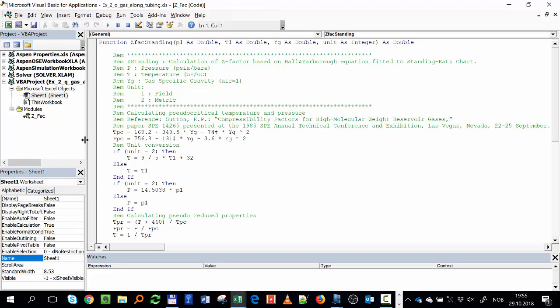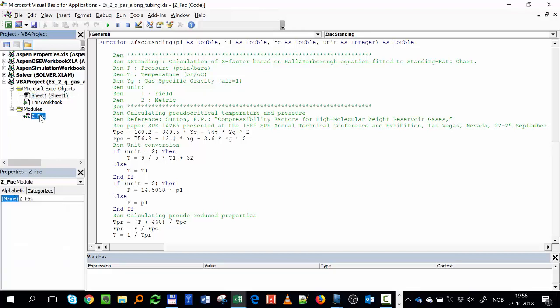Okay? So, if you see the menu to the left, that's showing you all the elements you have in your Excel sheet. You have, in this case, I just have one sheet, called Sheet 1. But here you see I have modules. And here is where I save this Z factor, which is actually a function. A function is something that takes an argument and then gives you an output. And I have programmed myself exactly what that function has to do.